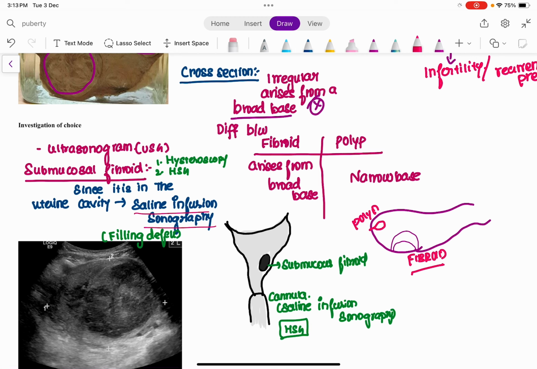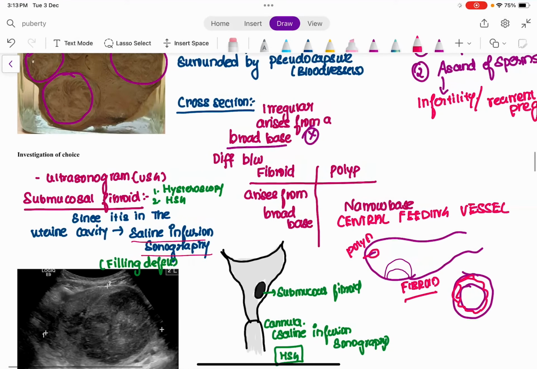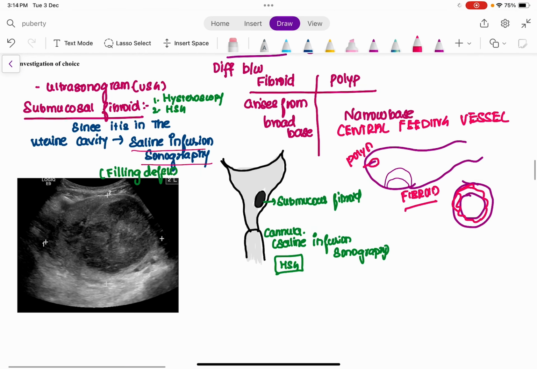So central feeding vessel sign is positive in a case of polyp, because the blood vessel is actually situated in the center part of the polyp, whereas in the fibroid, if this is the capsule, the blood vessel supplying the fibroid is present in the pseudocapsule. Clear? Yes. So this is all about the gross examination and the per abdominal and per vaginal examination in a case of fibroid. Now we are moving to the investigation of choice.